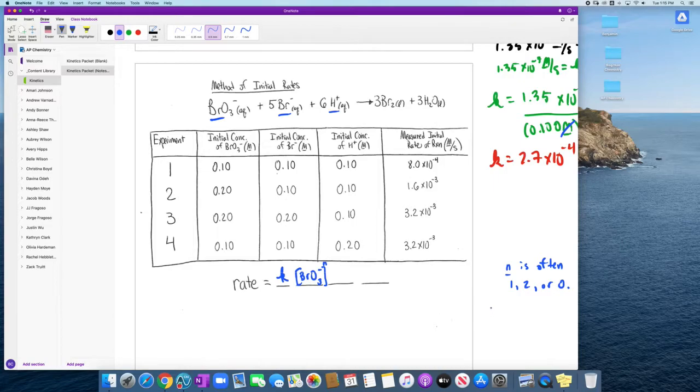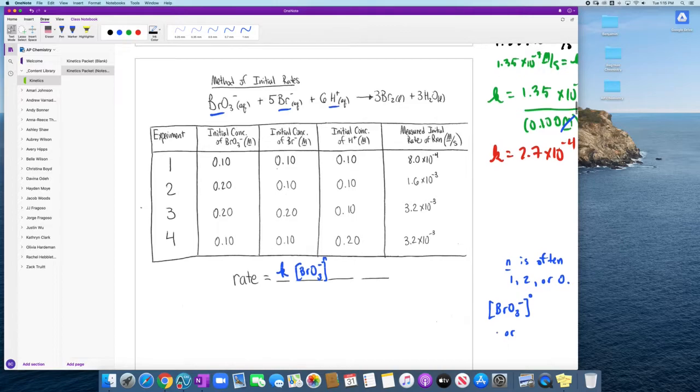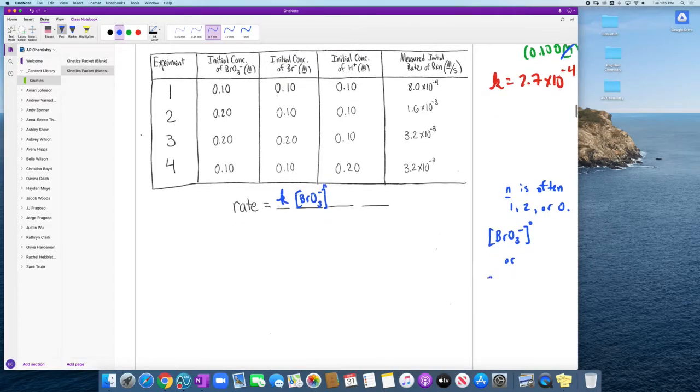Let me talk about what it would mean if that ion was 0 order, or if it was first order or second order. Let me just discuss what that would mean. So if bromate was one of these, what would that mean? It's probably one of these.